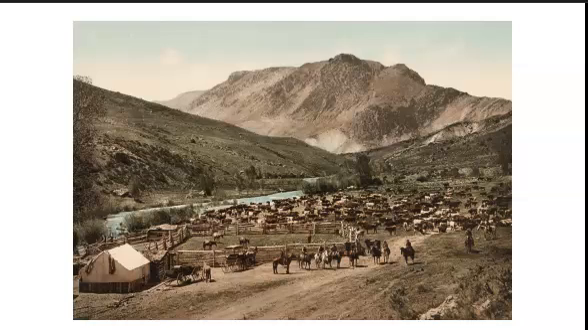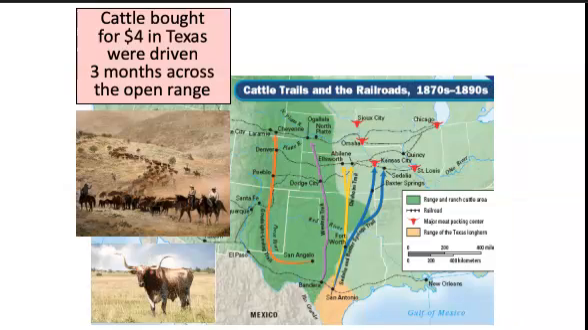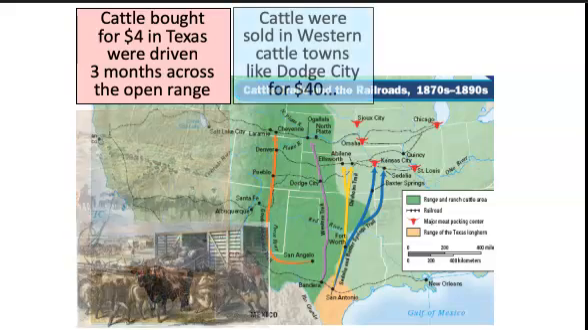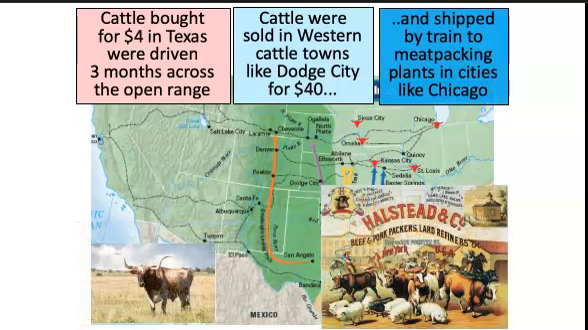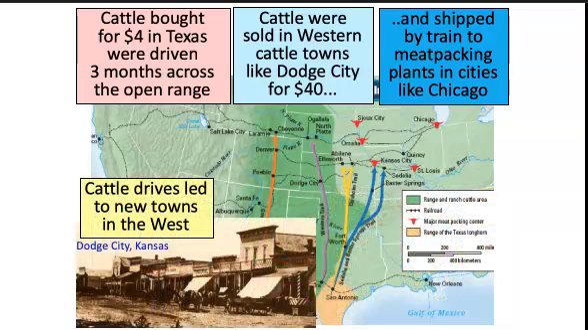Now, cattle was incredibly profitable. Cattle bought for $4 in Texas were oftentimes driven as much as 3 months across what was called the open range, to places such as Kansas City, Cheyenne, Omaha, Sioux City, when they would be sold in these western cattle towns, for instance, like Dodge City, for as much as $40. And then from there, placed upon cattle cars and shipped to meatpacking plants in cities like Chicago. These cattle drives led to new towns in the West along those railroad routes.